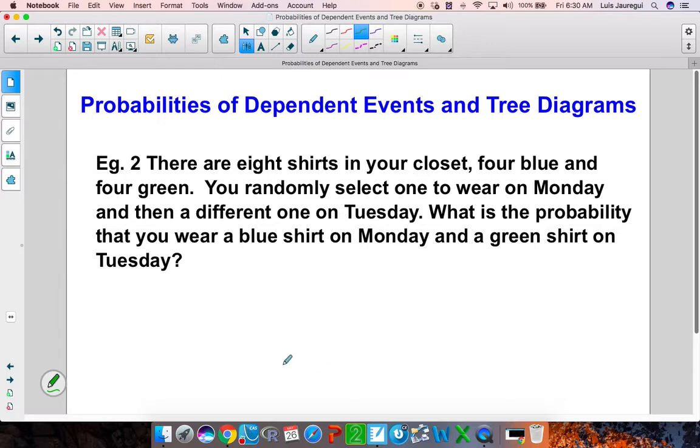There are 8 shirts in your closet, 4 blue and 4 green. You randomly select one to wear on Monday and then a different one on Tuesday. What is the probability that you wear a blue shirt on Monday and a green shirt on Tuesday?